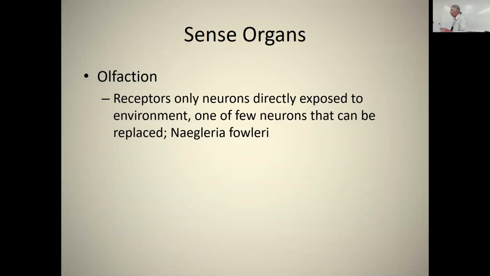So the only neurons directly exposed to the environment, one of few neurons that can be replaced. Here's one of the problems with the only part of your brain that's exposed to the outside: it's because of this amoeba right here. It's very rare. You have to have stagnant water shoved up into your nose, and if this amoeba is in there, the amoeba can enter the olfactory cells, go up to the olfactory bulbs, enter your brain through the olfactory nerve, and start eating out your brain. And usually people die from that.